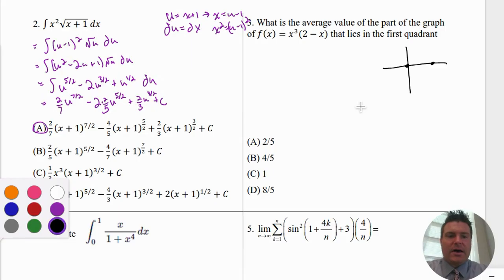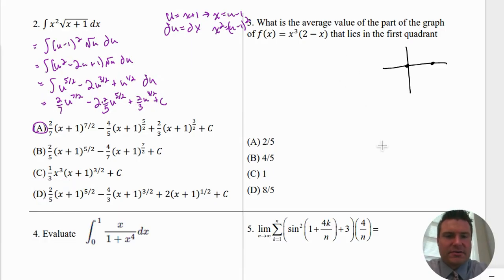Okay. This is going to have negative end behavior, and we're going to cut through 2. And then we're going to change concavity as we go through here. So this is what f of x looks like. So all I'm going to do is integrate between 0 and 2 here, and we're going to find that average value.